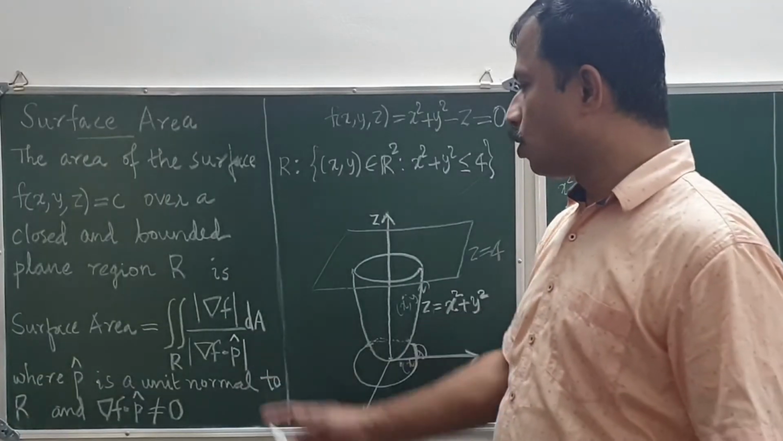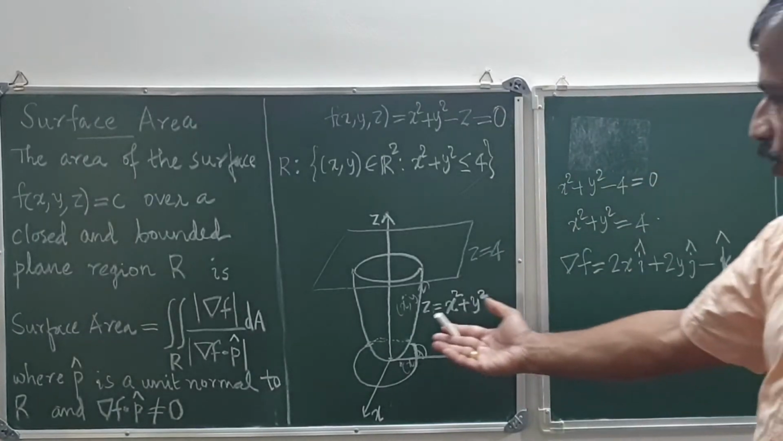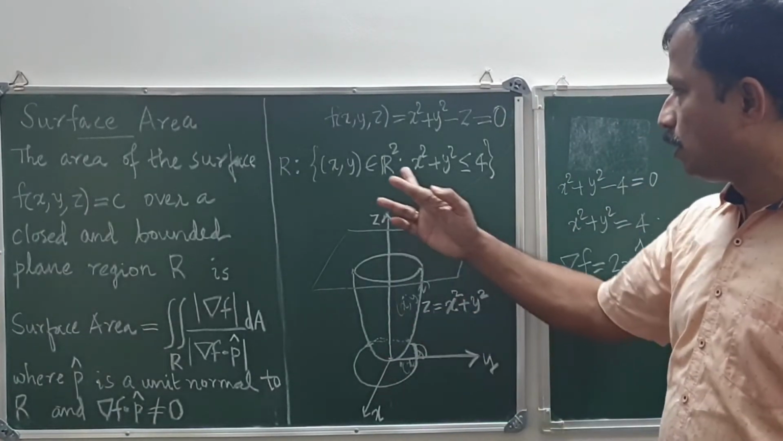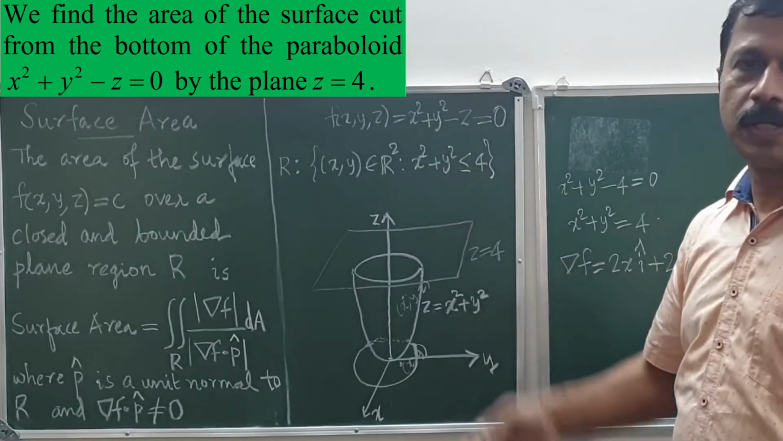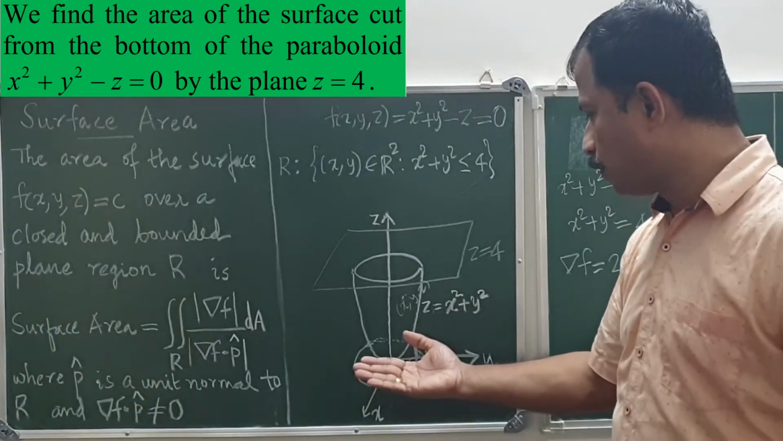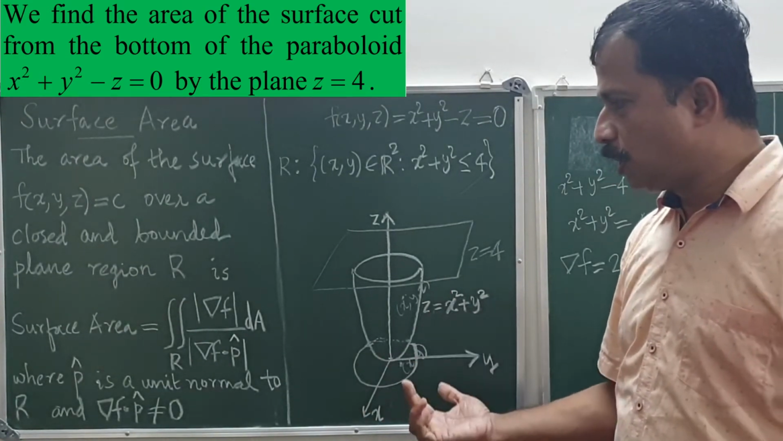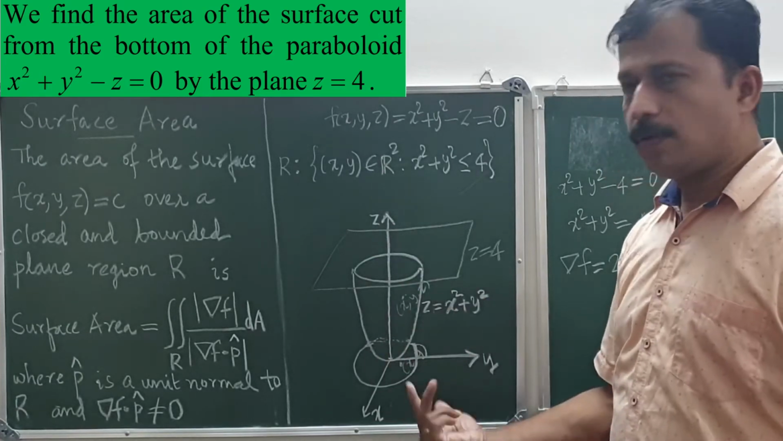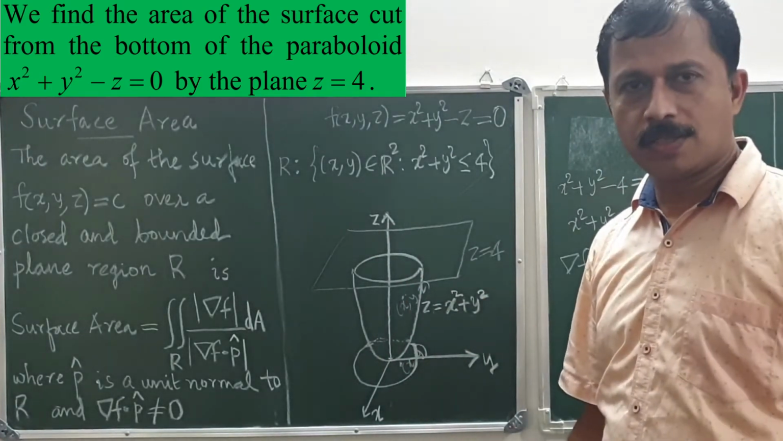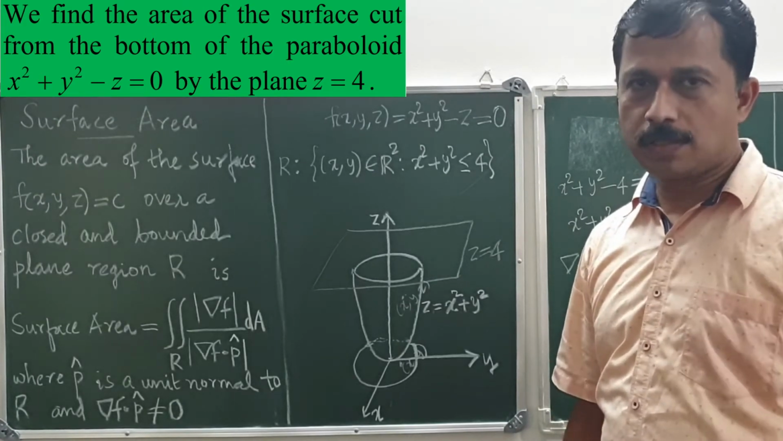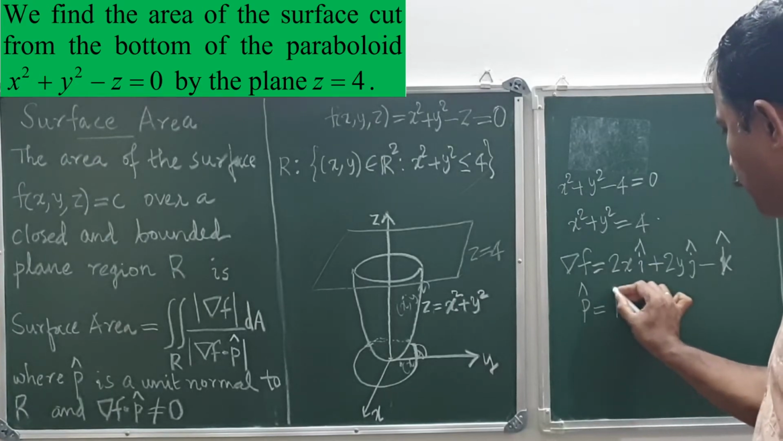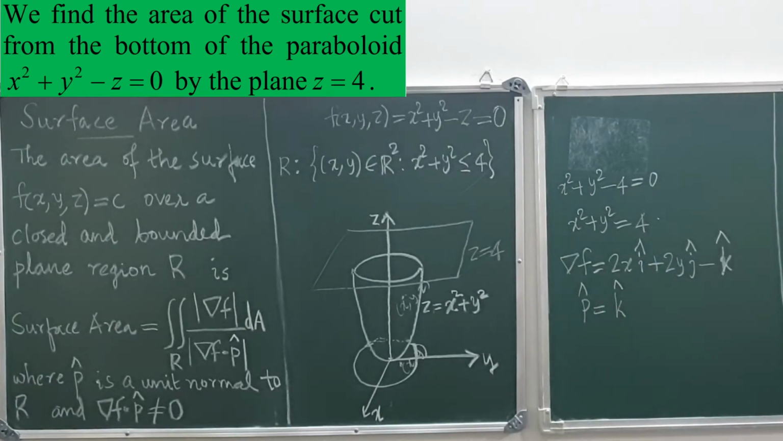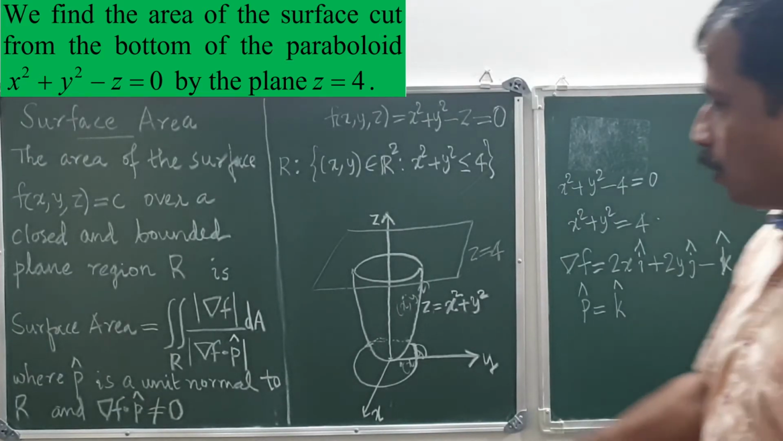Now what about the unit normal to the region capital R? Capital R is the region given by the closed disk x square plus y square less than or equal to 4, and that lies on the xy plane, and a unit normal to the region R is a unit vector in the positive direction of the z axis, and that is the unit vector k. So we take p equal to k. This is a unit normal to the region capital R also. So all those things are obtained.